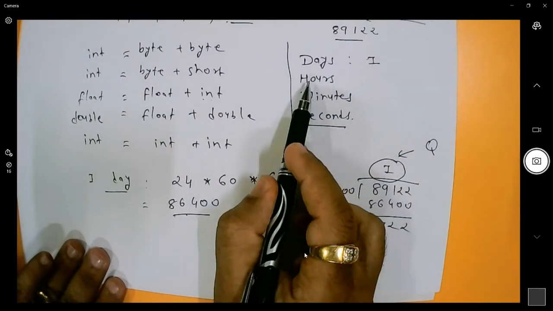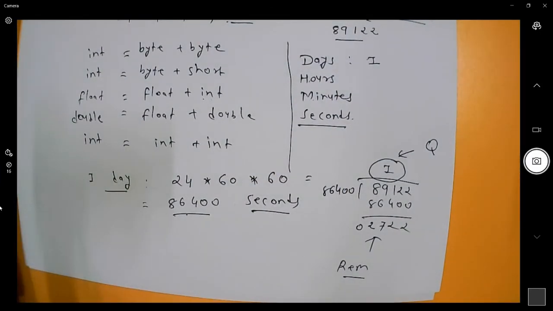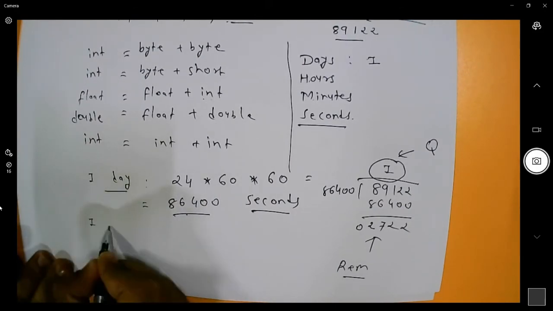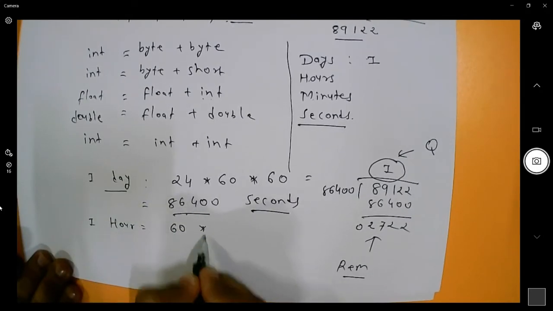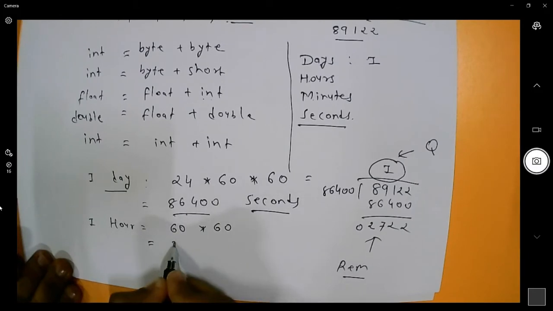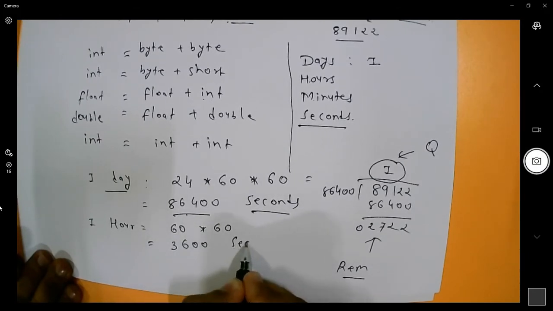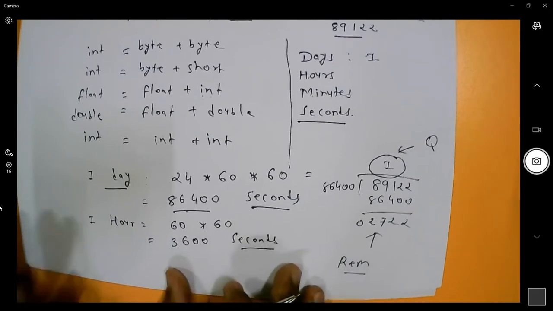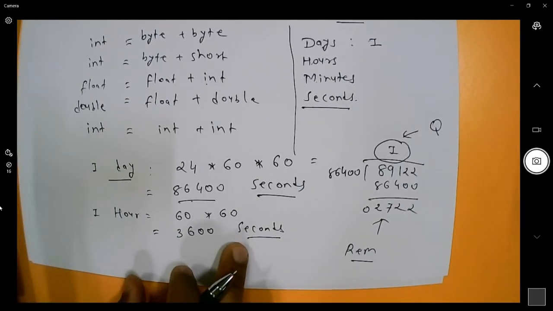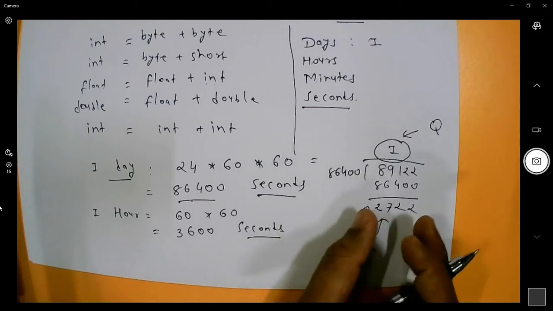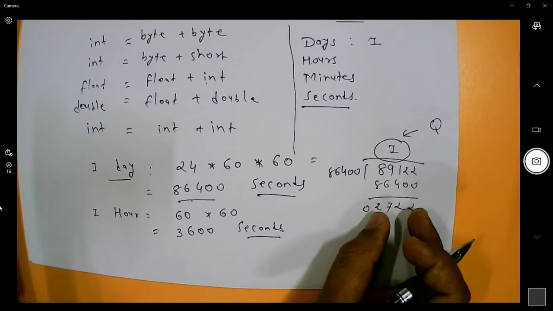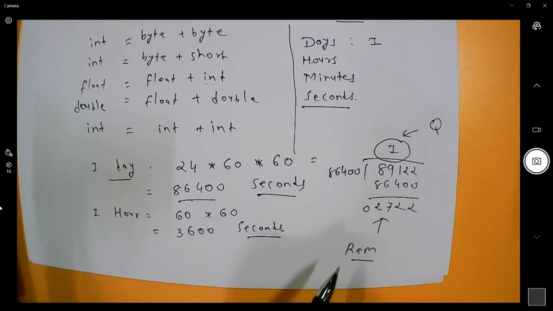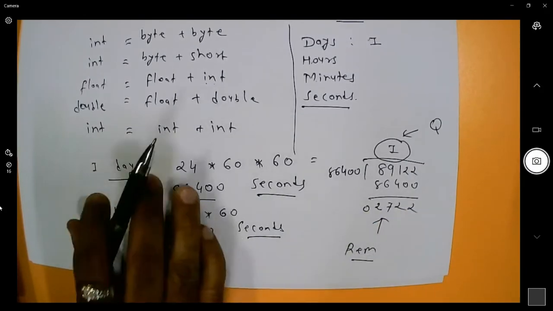Now how many hours are there? So in 1 hour, how many seconds are there? You just need to calculate here 1 hour is equal to 60 minutes multiplied by 60 seconds. So in 1 hour, 3600 seconds are there. So you can divide this particular value. How can we get this particular value? That is 2722. You can get this using the modulo operator, that is, the remainder.